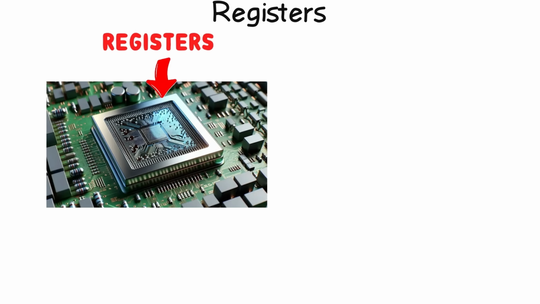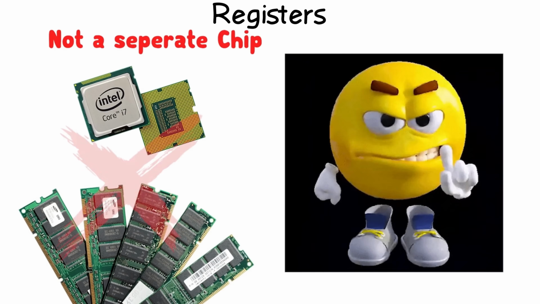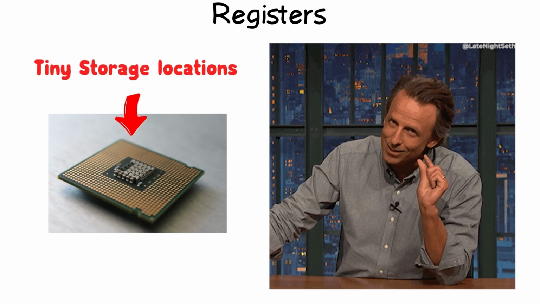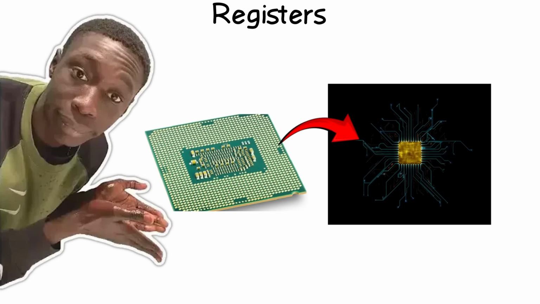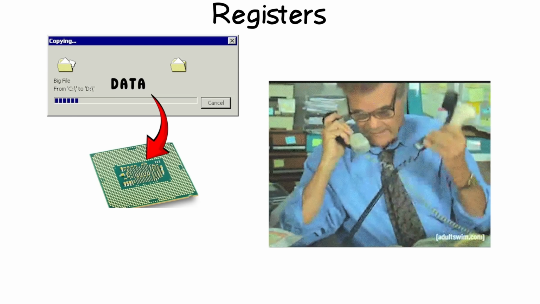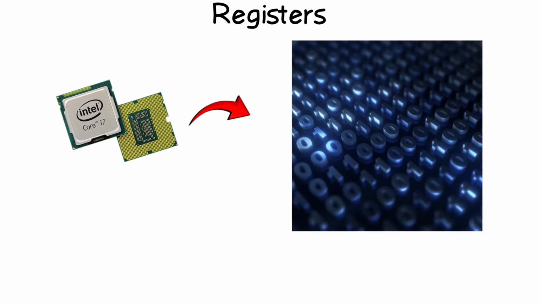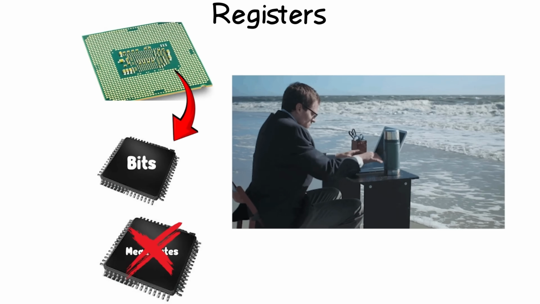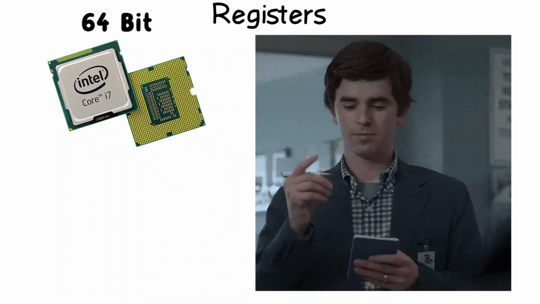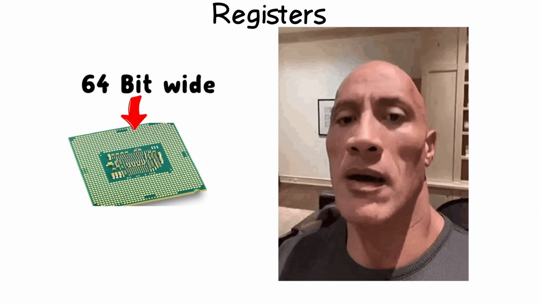Registers. Registers are the fastest and smallest memory in any computer. They are not a separate chip. They are tiny storage locations built directly into the processor, right next to the circuits that do the actual computing. A register holds the exact piece of data the CPU is working on at that very moment. When the processor adds 2 numbers, those numbers are in registers. Registers are measured in bits, not megabytes. A modern 64-bit processor has only around 16 to 32 general-purpose registers, each 64 bits wide.